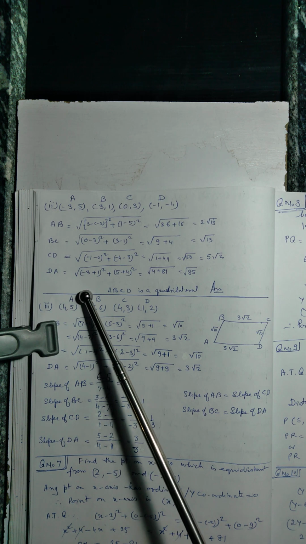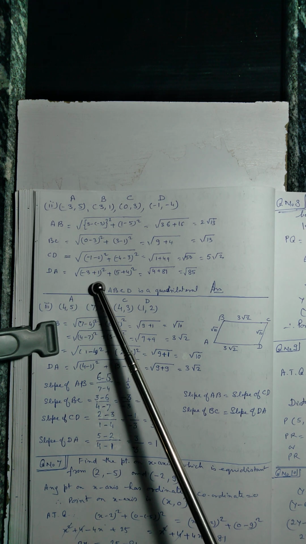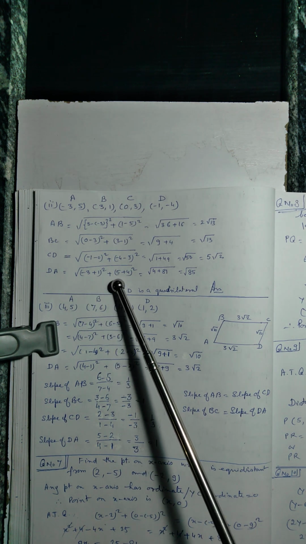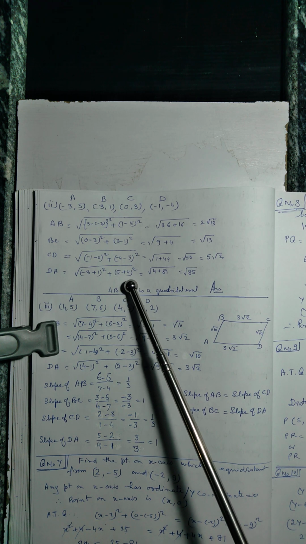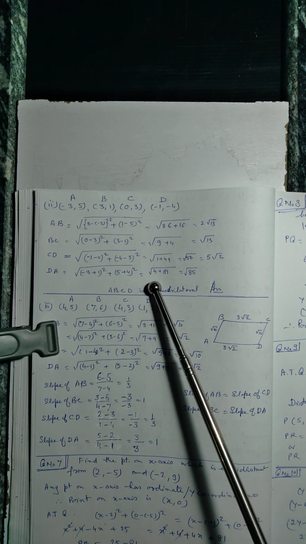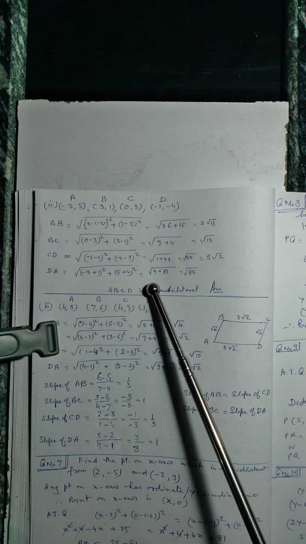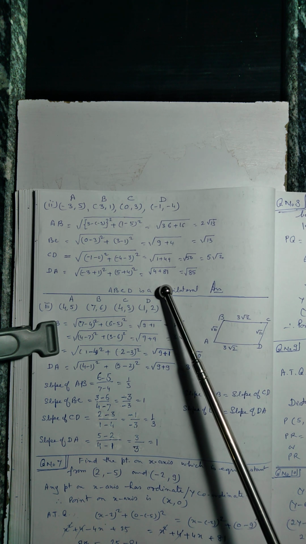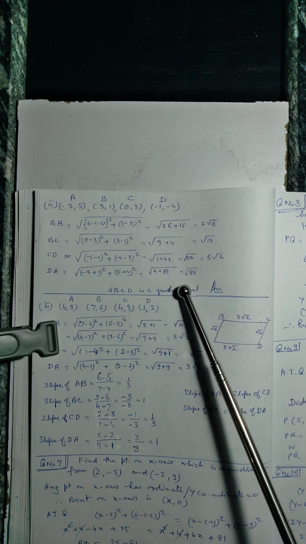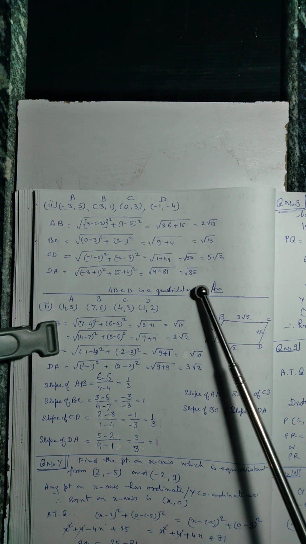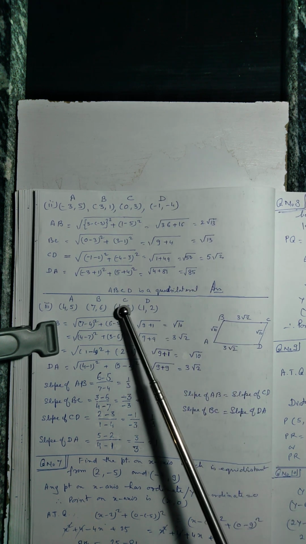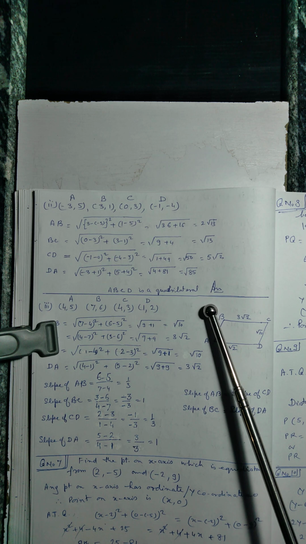Now DA, that is (minus 3 plus 1) whole square plus (5 plus 4) whole square. You will get root of 4 plus 81, that will be equal to root of 85. So ABCD is a quadrilateral.